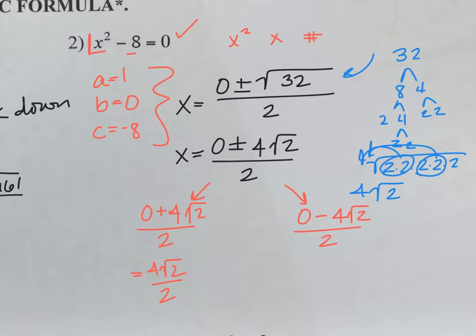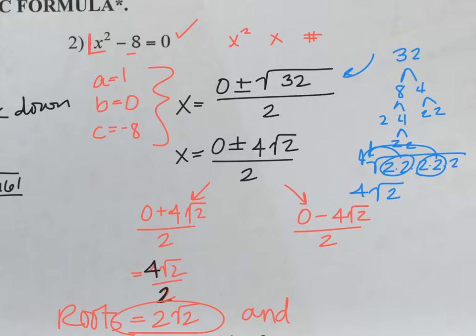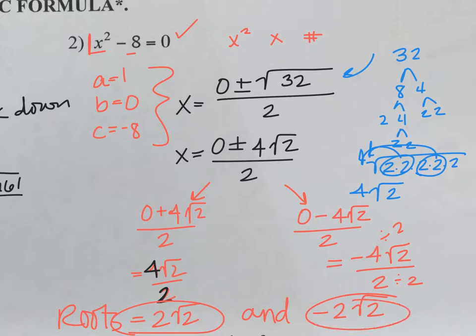Okay? And then you may notice here that your whole numbers, I can divide them both by 2, which gives me the answer 2 square root 2. That's one of my roots. And then my other root, 0 minus 4 square root 2 is -4 square root 2 over 2, which is -2 square root 2 if I divide both of these whole numbers by 2. All right, so those are my two roots.